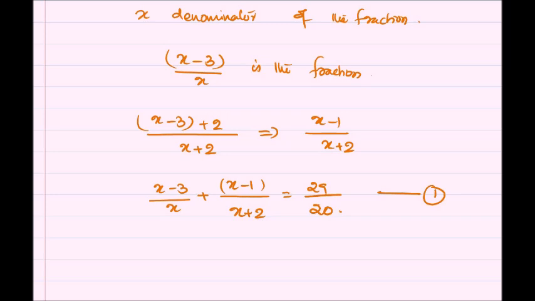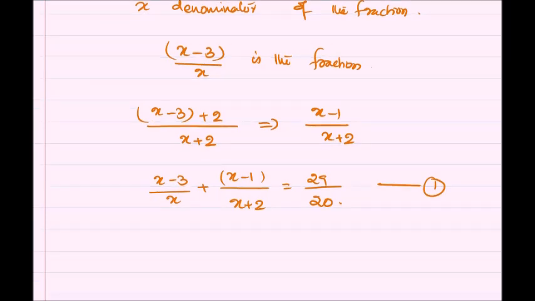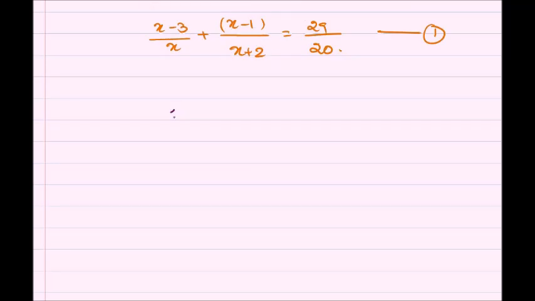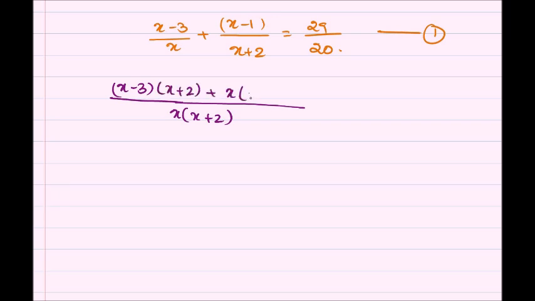So, after getting this equation, we need to solve the equation and find the quadratic equation and find the roots. So, taking x into x plus 2 as the denominator, x minus 3 into x plus 2 plus x into x minus 1 is equal to 29 by 20.